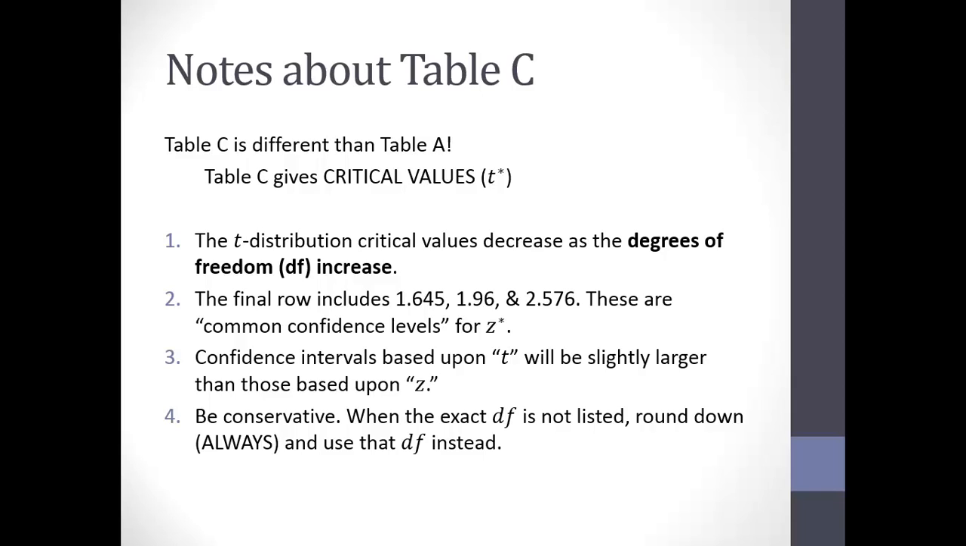And before we look at it here, just maybe this final note. To find what your critical value is, you're going to have to figure out what the degrees of freedom are, and it's possible that your degrees of freedom will not be listed. So if that's the case, you want to round down. Regardless of what your number is, you want to go to the next smallest number that's given to you on the table.